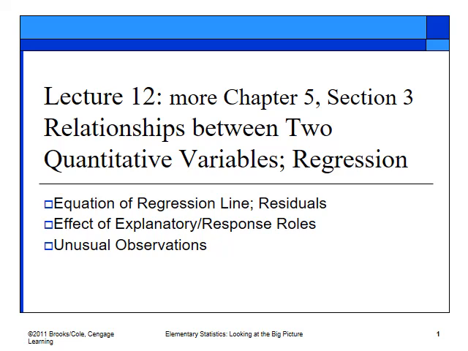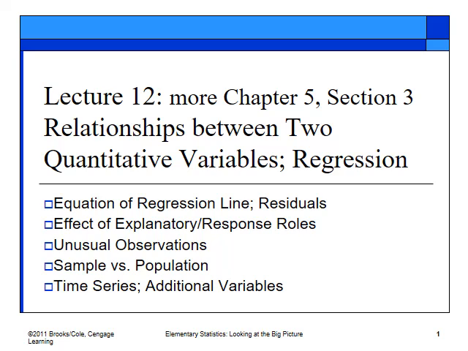We'll talk about what it means for an observation to be unusual. We'll talk about looking at a sample versus the population when we're doing regression. And we'll talk briefly about time series and look at additional variables.